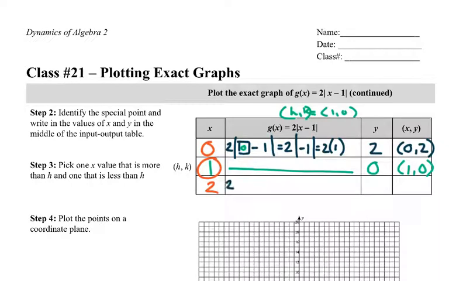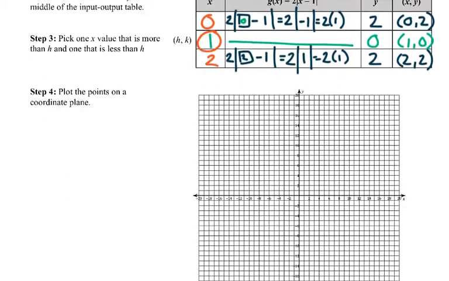Okay, taking a look at the next one, I'm just going to do the same thing, except I'm going to put a 2 in the box. Simplify on the inside there, so 2 minus 1 is 1. The absolute value of 1 is 1, and 2 times 1 is 2. So that gives me 2, 2. So now I have 3 coordinates that I'm going to plot.